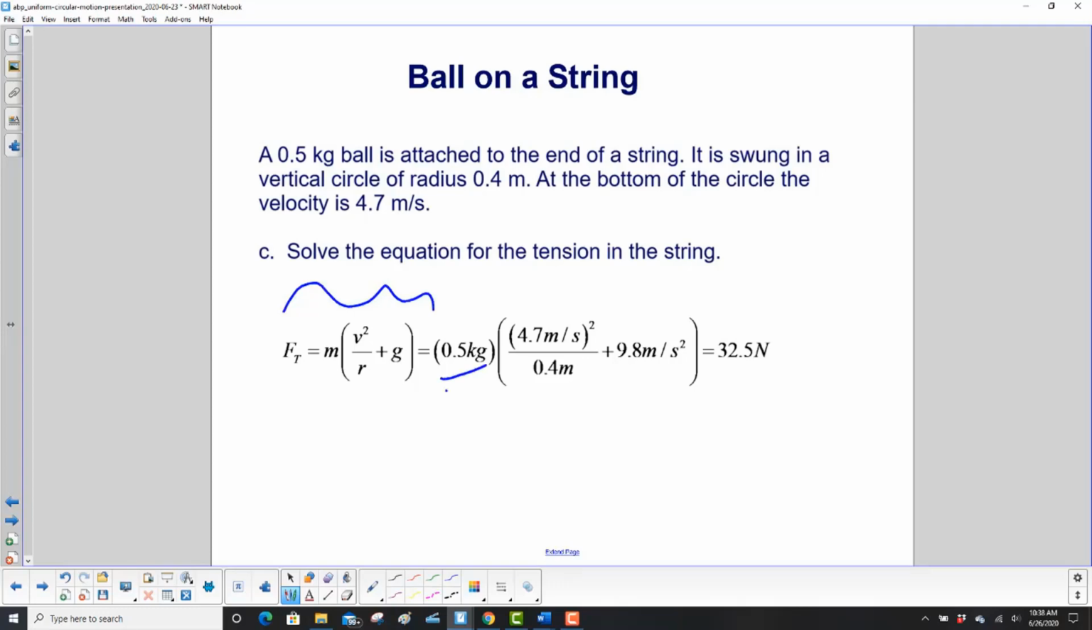And here we have the mass. We only have to multiply it once because we factored it out of the parentheses. We have our velocity. Make sure you square it. Divided by the radius plus g. And we get 32.5 newtons.